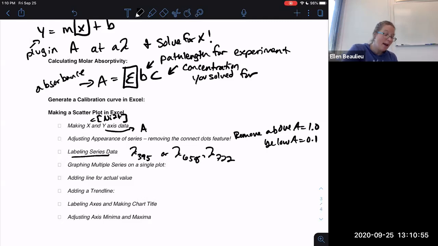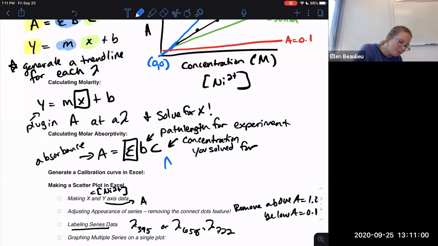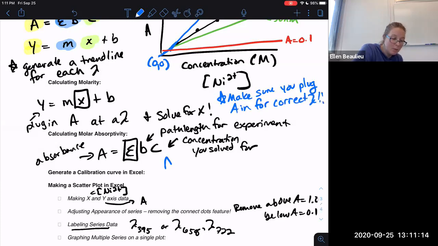And when you're solving up here, make sure you plug in the absorbance for the correct wavelength. That's the most common student mistake, is that students plug in the absorbance maybe at 395, but they plug it into the equation for the 722 line. So make sure you know which line corresponds to which wavelength and that you're plugging in the absorbance that was measured at that wavelength.